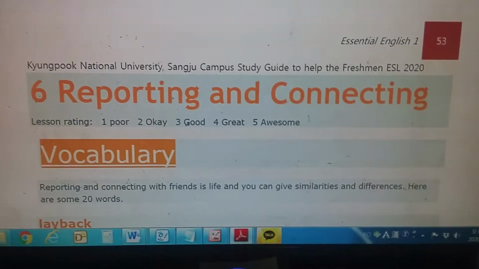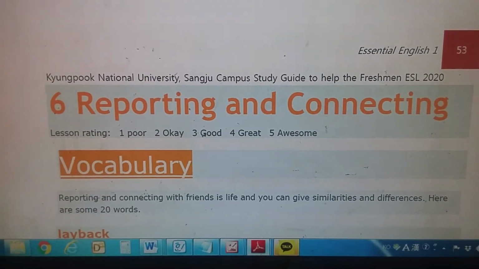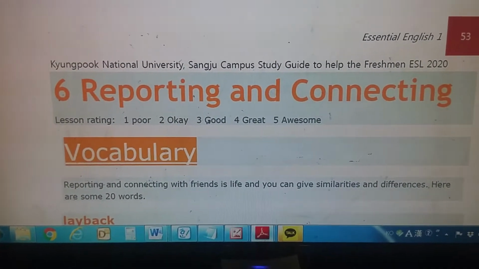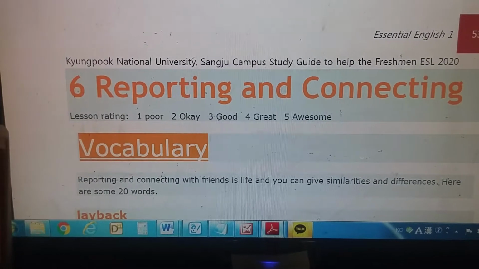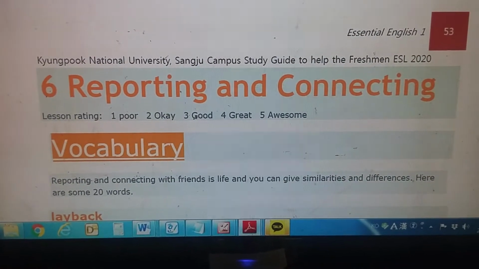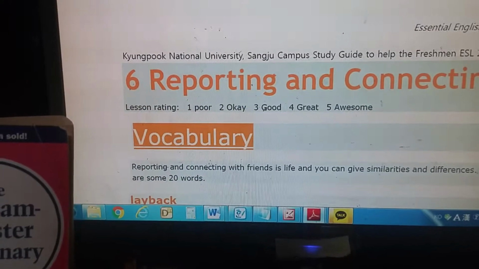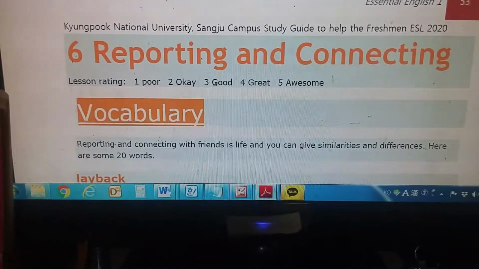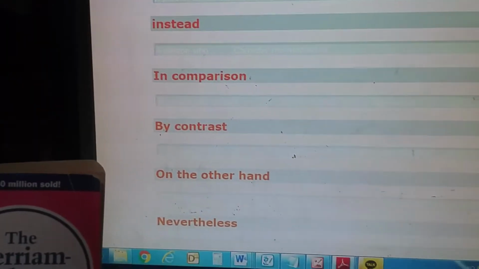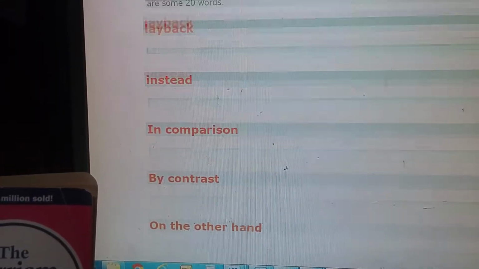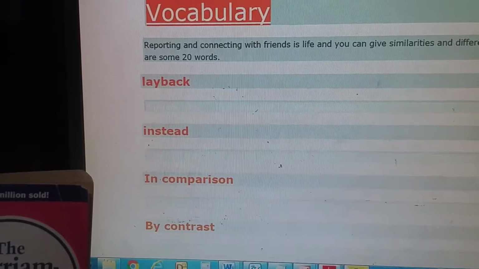Okay, and this is your guide, right? Today we are going to page 53, and we are going to do week 6, which is reporting and connecting. The vocabulary for us is indicated below. You're going to download this, and please do for us. What is it? Let's see. Go back. Here we are.